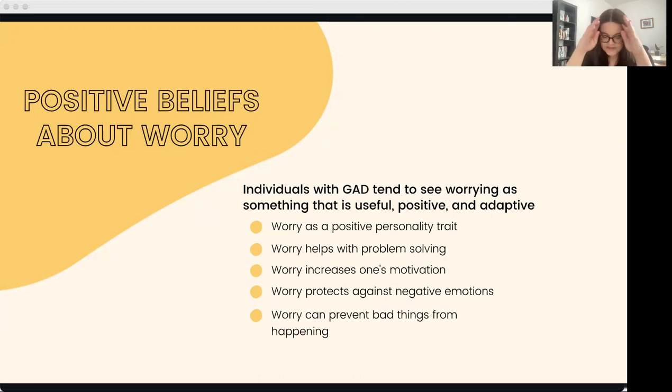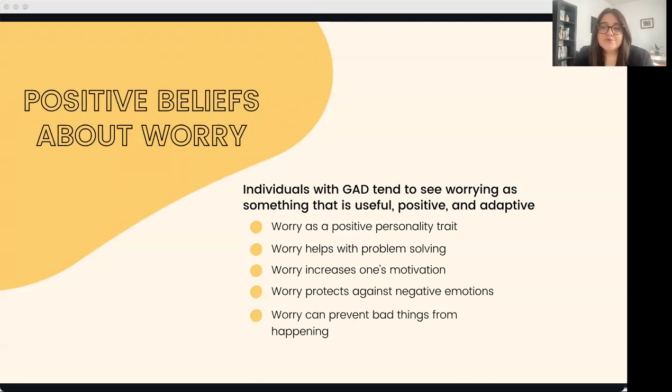The third views worrying as increasing one's motivation and ability to get things done, since when we worry about something, it typically also indicates that the thing we're worrying about is important to us. For example, and this is one that we see very often, students tend to worry about their upcoming exams because they're concerned with their performance, right? And that may help them to motivate themselves and to study harder.